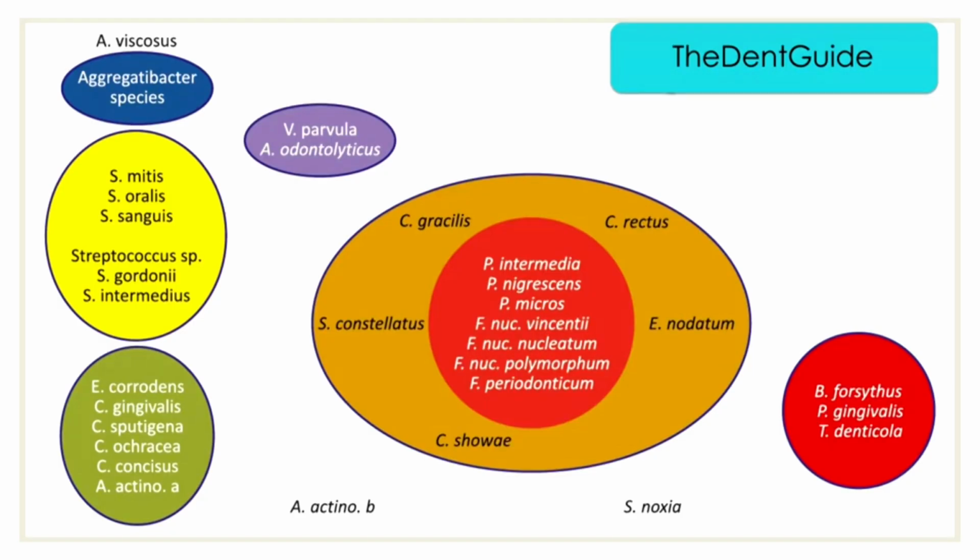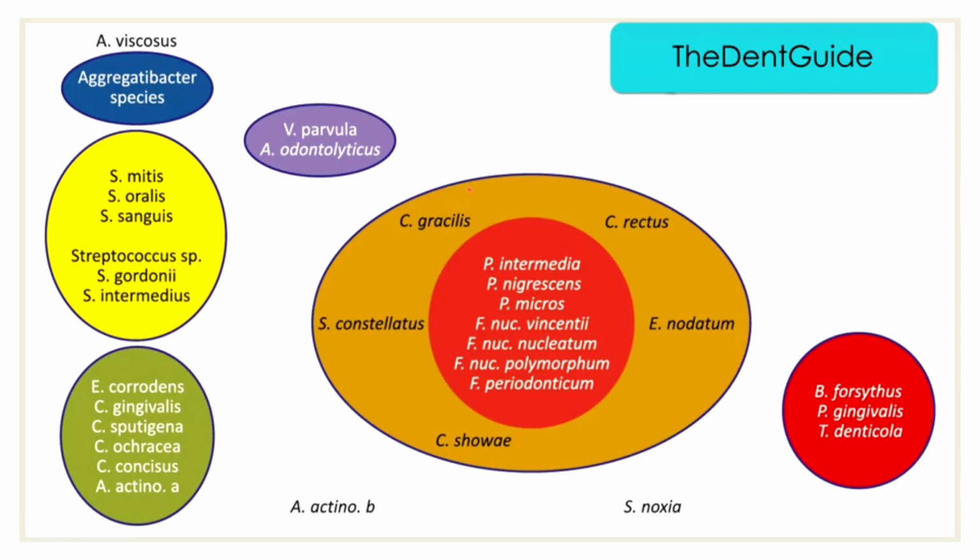These are the color-coded complexes as suggested by Socransky. The blue complex involves various Actinomyces species. The purple complex involves Veillonella parvula and Actinomyces odontolyticus. The green complex involves Eikenella corrodens, Capnocytophaga gingivalis, and Actinobacillus actinomycetemcomitans. The yellow complex involves mostly Streptococcus species.